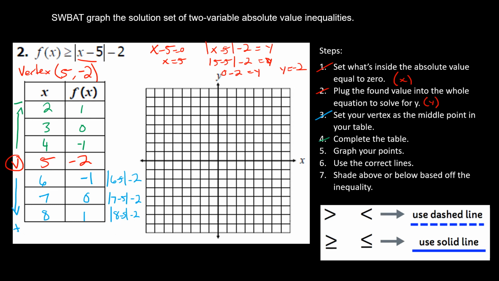Now let's graph our points. We're going to graph our vertex first. So we're going to go out to 5, so 1, 2, 3, 4, 5, and then down 2, 1, 2. Here's my vertex. Okay, and I'm going to graph those easier points. So that's 6, negative 1 is here. Then we've got 7, 0 is here, and 8, 1. And then reflected, we've got 4, negative 1, 3, 0, 2, 1.